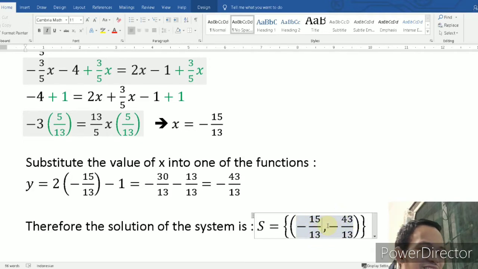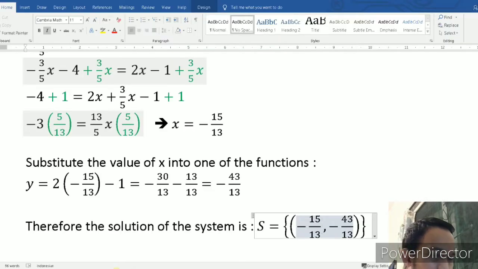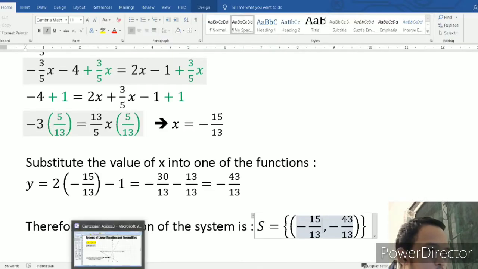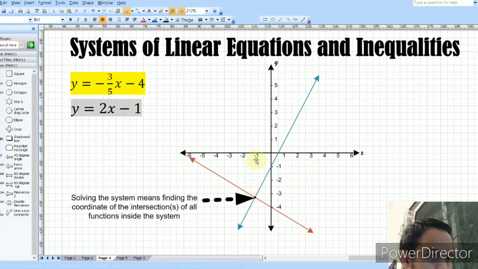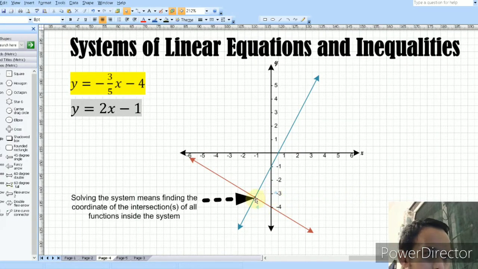Can you imagine how you would find exactly this value by using the graph? It's almost impossible. Negative 15 over 13 is negative 1 point something, and negative 43 over 13 is negative 3 point something. So that's how you use substitution.